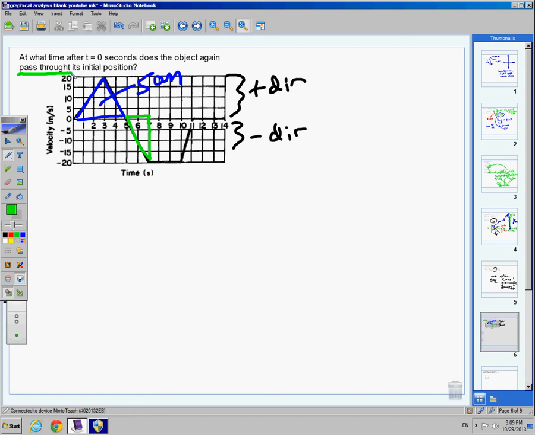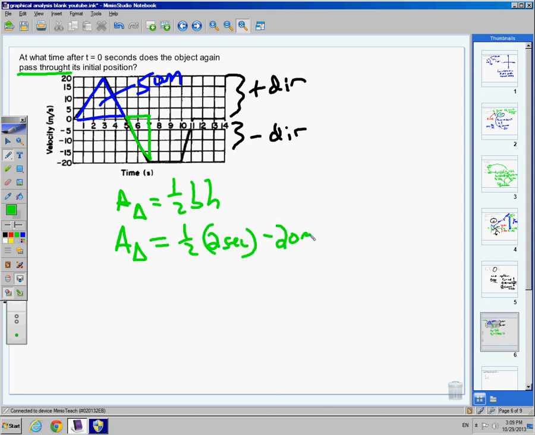So first I'm going to do the area of this triangle here. I need to know how many meters it actually moved in this triangle. And again, it's 1/2 base times height. The base was 2 seconds. Height is now negative 20 meters per second. Negative represents direction here, and I know that is going to give me negative 20 meters. So this section right here is negative 20 meters.